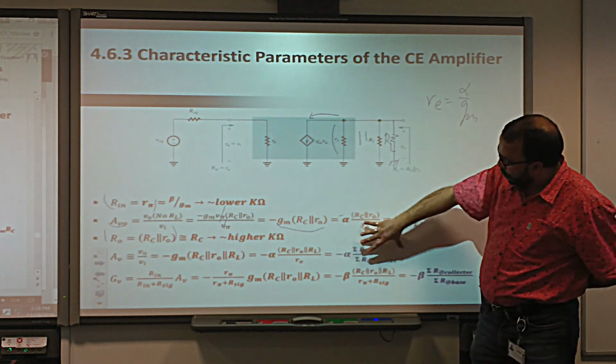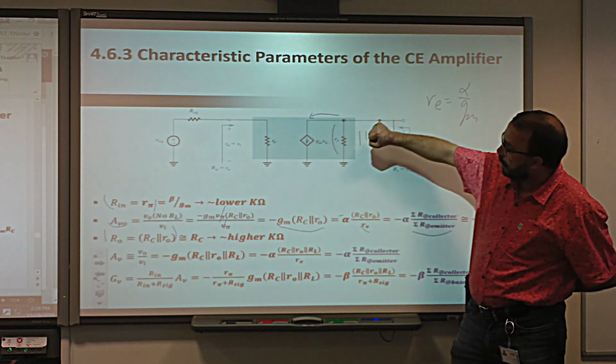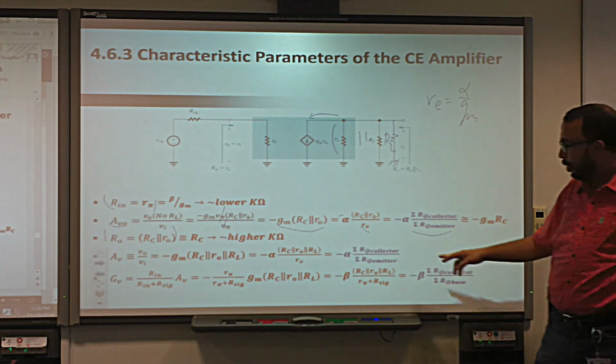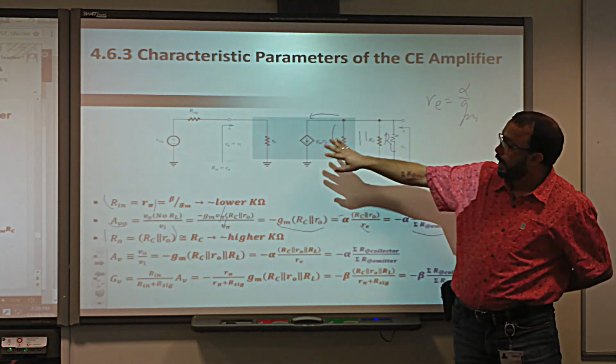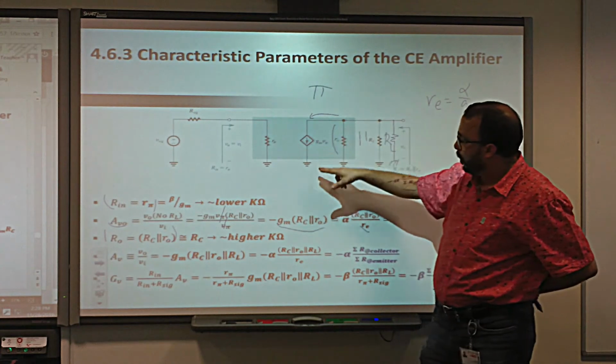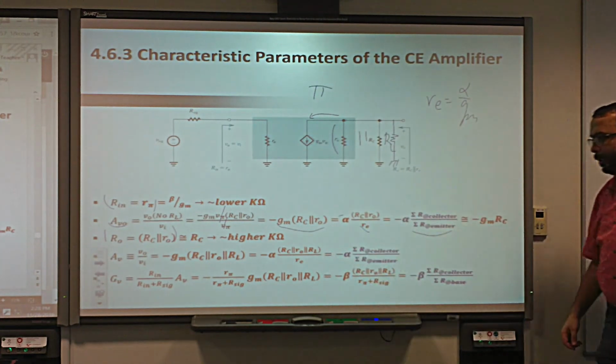The gain is almost equal to minus the total resistance in the collector divided by the resistance at the emitter. We'll come and see this. You cannot see it here in this graph because we are using the pi model. If you use the T model, you see what I'm talking about here.